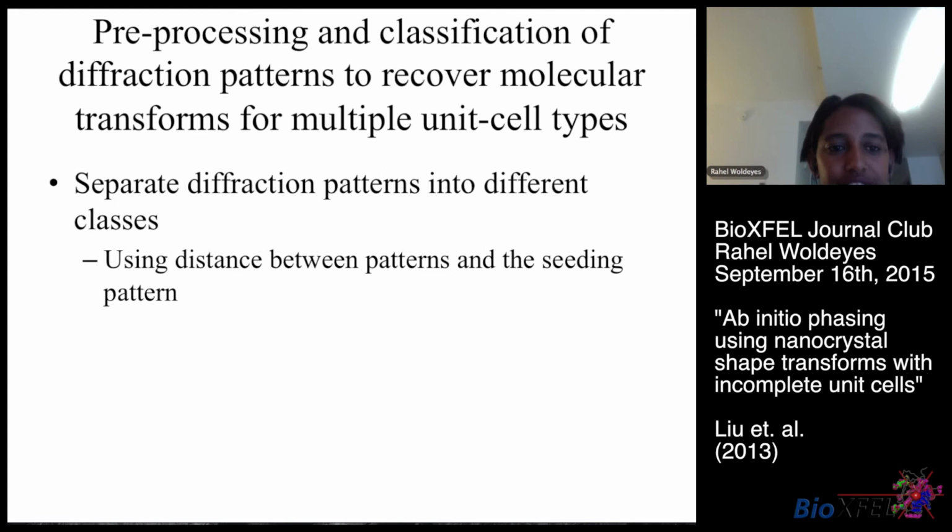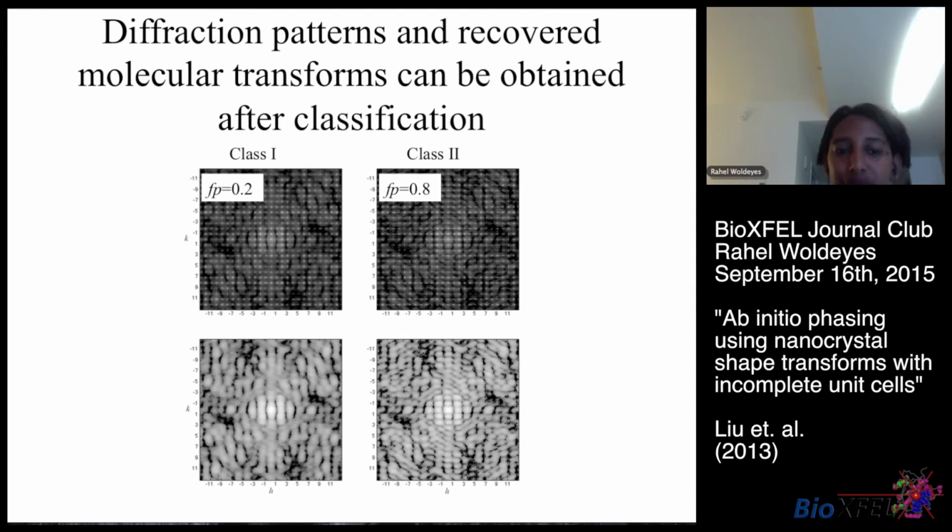What they saw was that the molecular transforms can be obtained after classification. And here you have a fraction of partial unit cells of 0.2, and here it's 0.8. You can see that after the reconstruction, you see a very nice pattern, which looks very similar to the theoretical one. And here you see something that looks like the alternate unit cell, which is pretty cool.